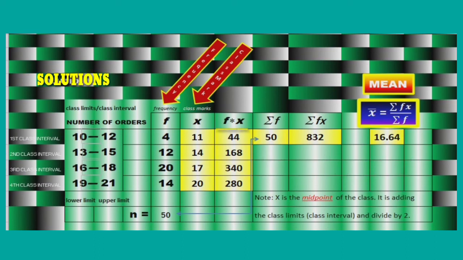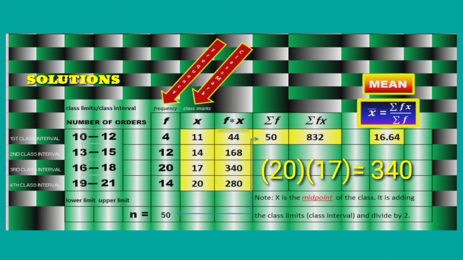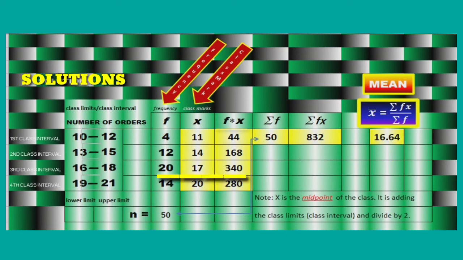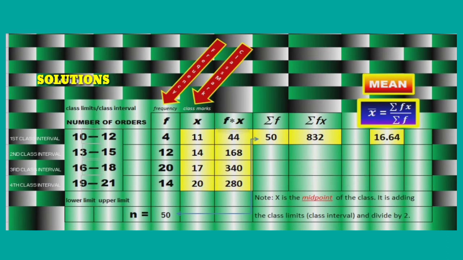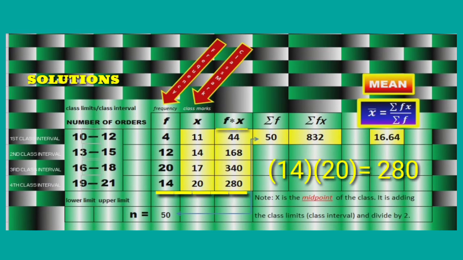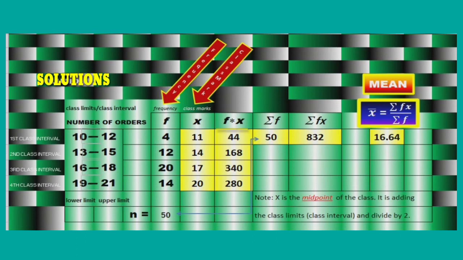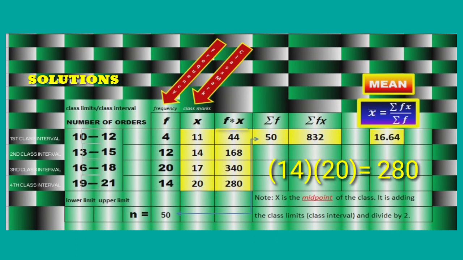Next, how did we get 340? That is multiplying f 20 and x 17, so that is 20 times 17, that is equivalent to 340. Now, to get 280, just multiply 14 times 20, and that is equivalent to 280. So to get fx or f times x, just multiply the frequency and the midpoint.